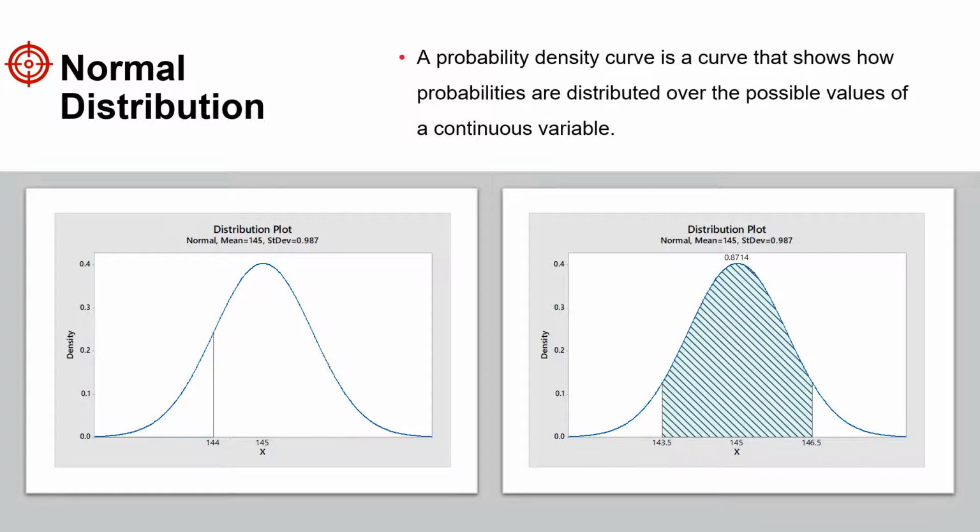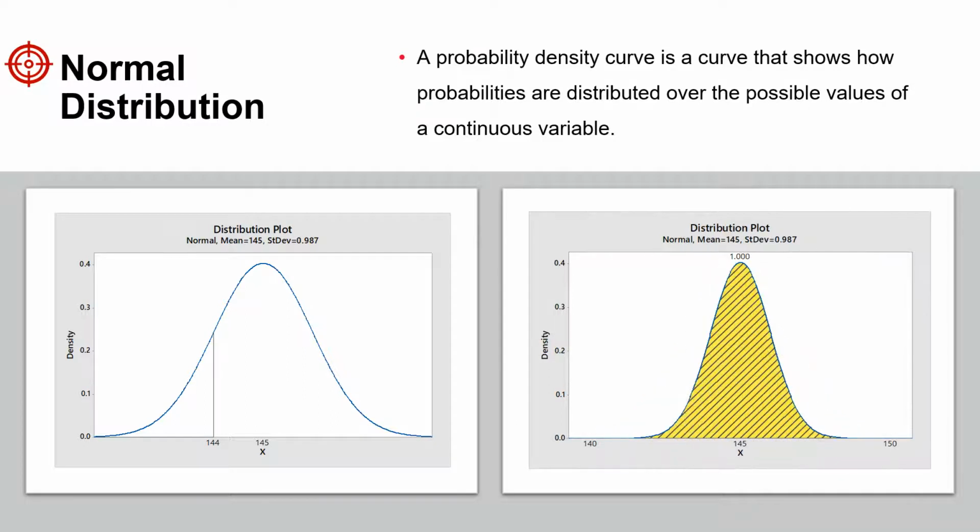A probability density curve is a curve that shows how probabilities are distributed over the possible values of a continuous variable. Total area under a probability density curve is always 1 because the total probability of all possible values is 1 or 100%.